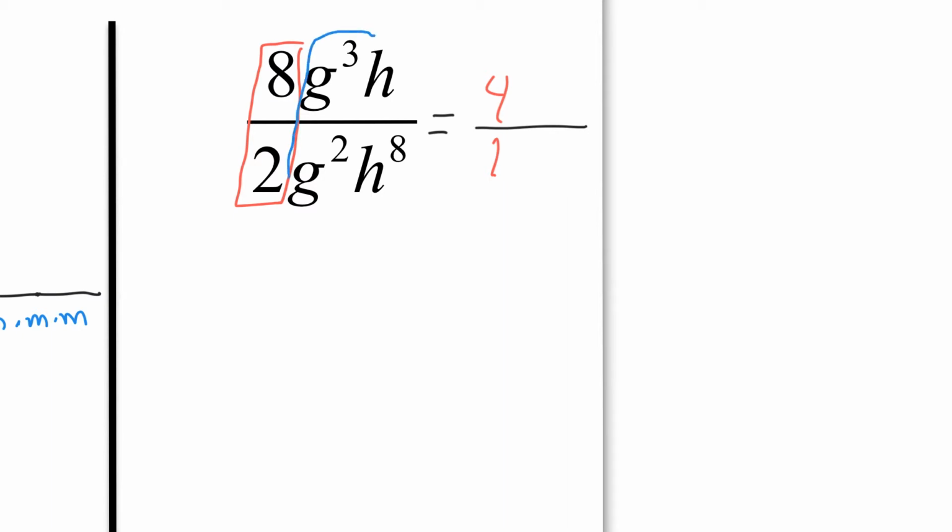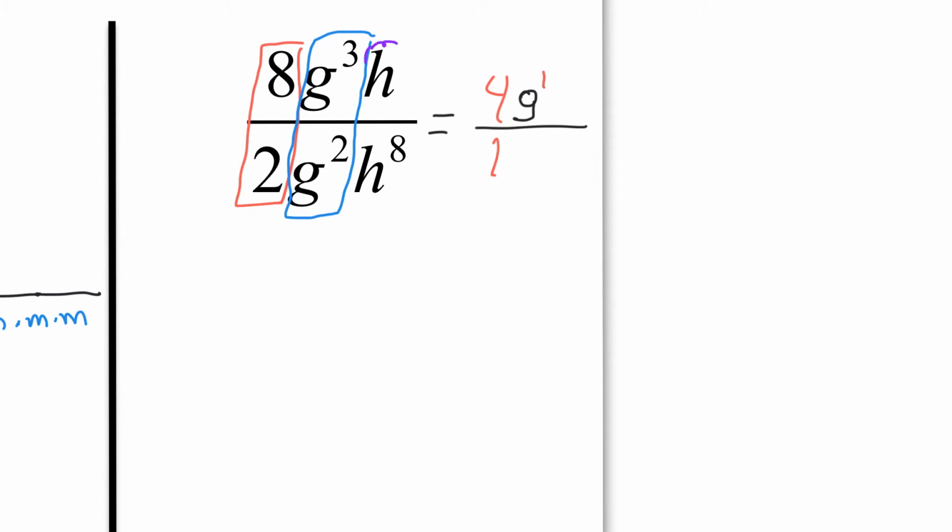Now we do have a g to the third and g squared. G to the third on the top, g squared on the bottom. Where's the highest exponent? On the top. So that means, and this is the trick I showed you, that means you keep the variable g on the top and you subtract the exponents. 3 minus 2 is 1. So you keep the 1 on the top.